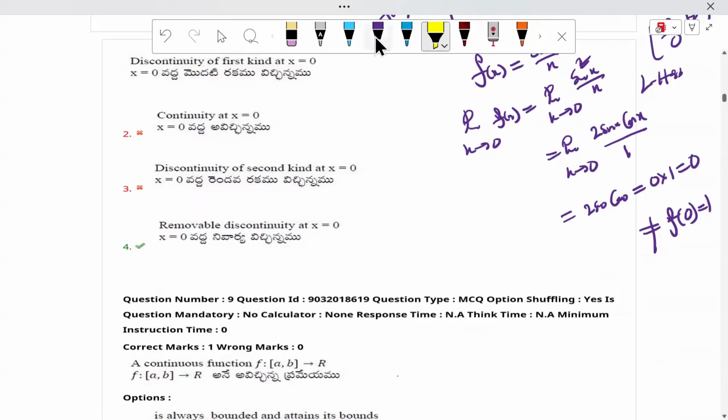So therefore limit x approaches 0 f of x is not equal to f of 0. Therefore function is పాయింట్ వద్ద రిమూవబుల్ అవుతుంది. అంటే పాయింట్ వద్ద మాత్రం లిమిట్ లెఫ్ట్ హ్యాండ్ లిమిట్ అండ్ రైట్ హ్యాండ్ లిమిట్ బోత్ ఆర్ ఈక్వల్.